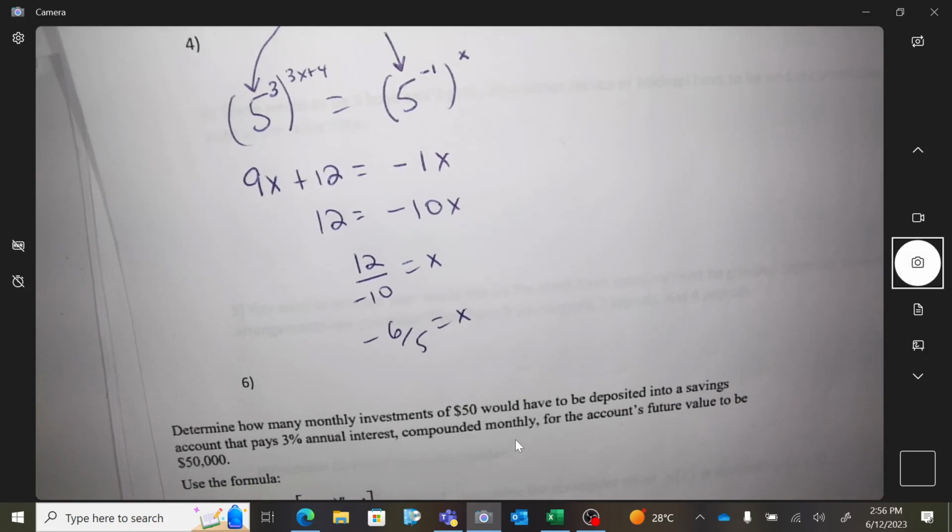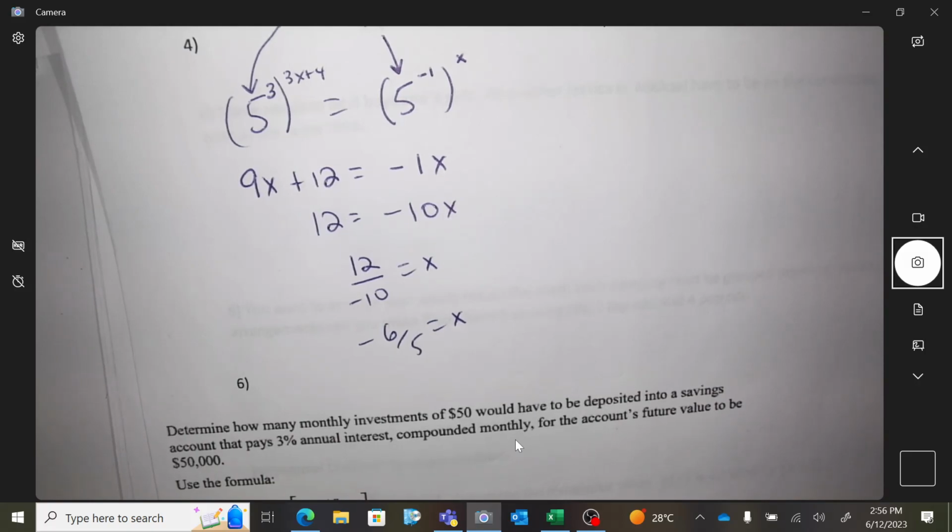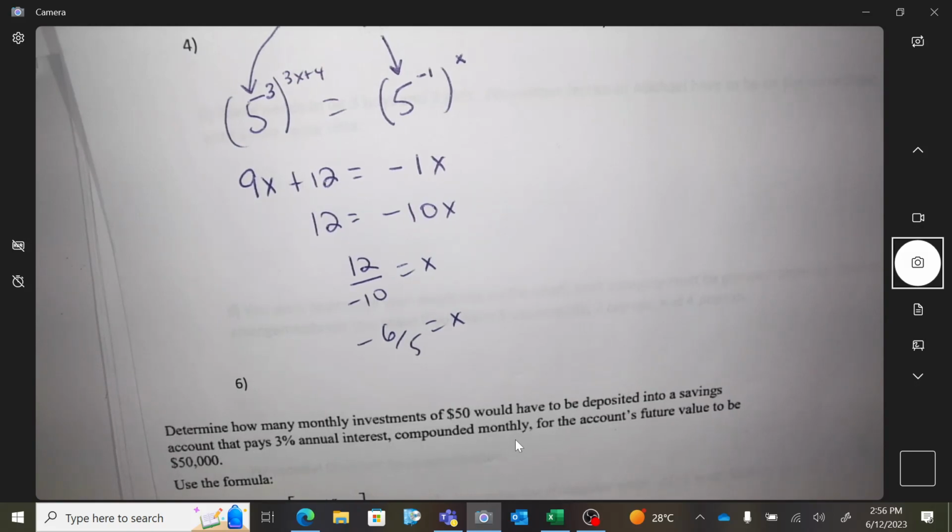Okay, situations like that, I just prefer you actually leaving your answer as a fraction. If you do answer it as a decimal, you'll still be right. Just make sure you do it to 3 decimal places.